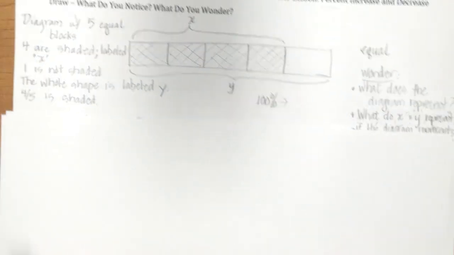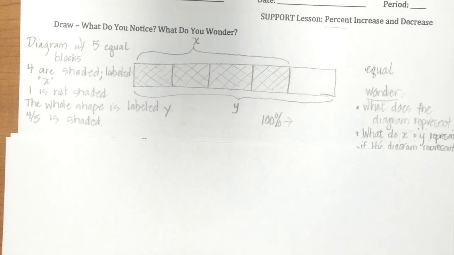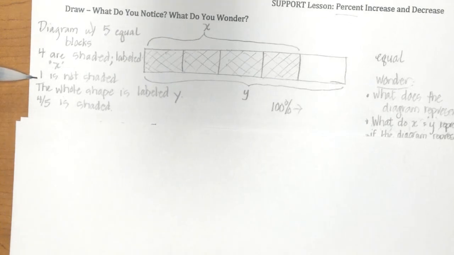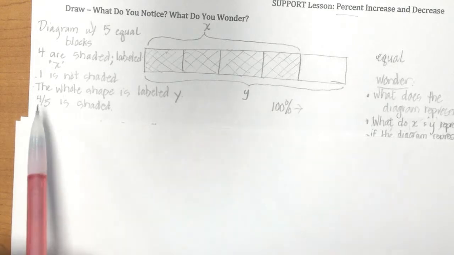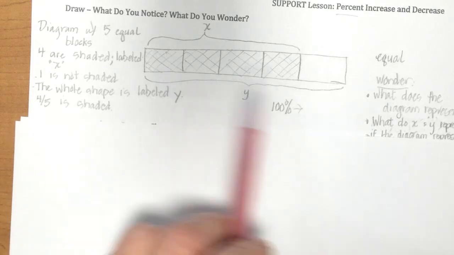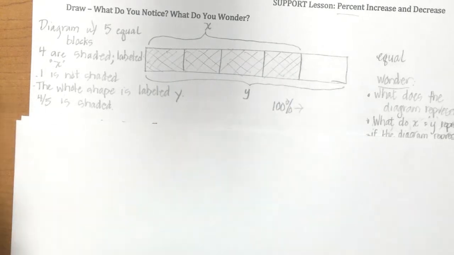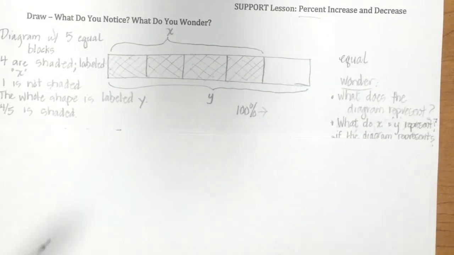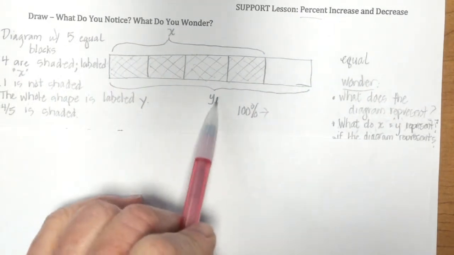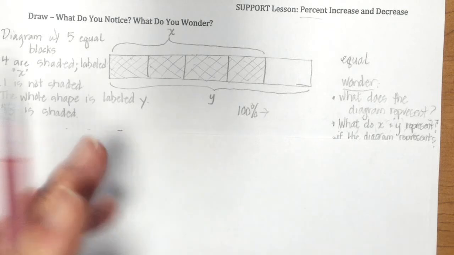So hopefully, maybe jotted down some things. These are what I noticed and wondered. I noticed that I've got a diagram that I've got 5 equal blocks. I noticed that 4 are shaded and that they're labeled X. I noticed that 1 is not shaded. I noticed that the whole shape is labeled Y and that 4/5 is shaded. So 4 out of the 5 are shaded. I also am noticing, I think I already indicated that this was Y.